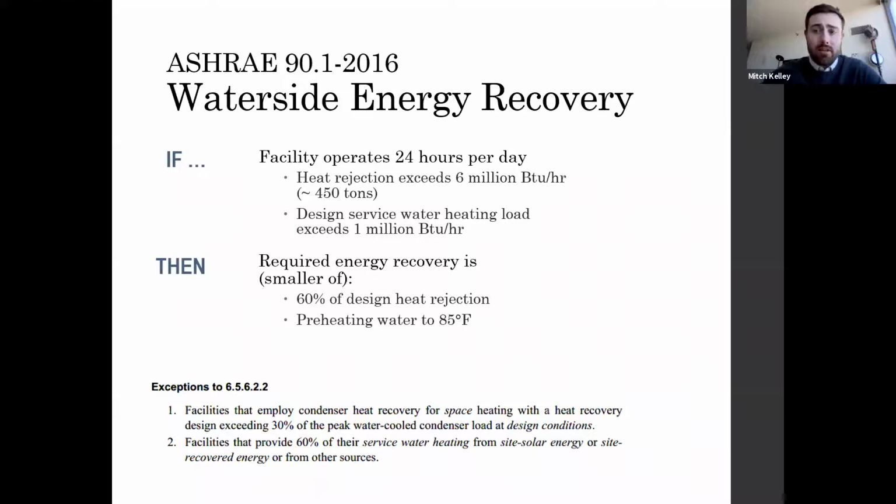Now, there are some exceptions to this rule that are shown on the bottom. I don't like reading directly off my slides, so I think everyone can see those there. Just an interesting one to know is that facilities that produce 60% of their service water heat from on-site solar energy or site recovered energy from other sources are exempt from this rule. So if you have some sort of a solar collector system on the roof, you do not need to comply with this regulation.